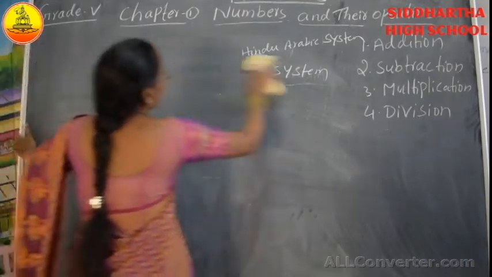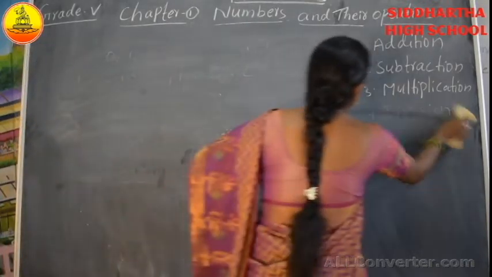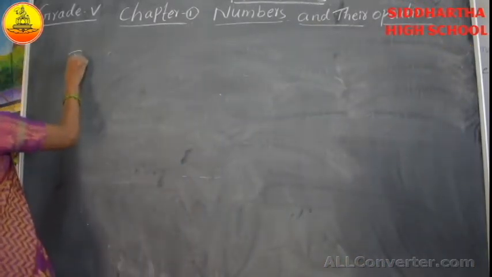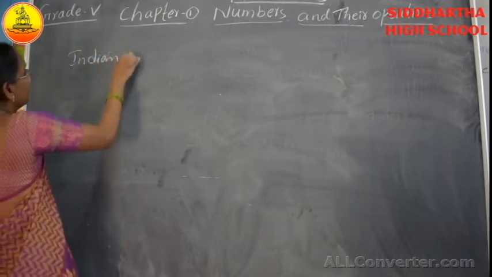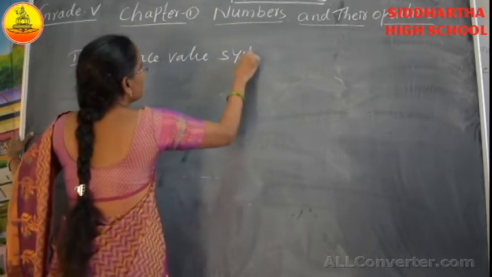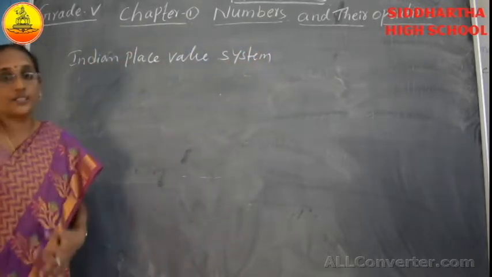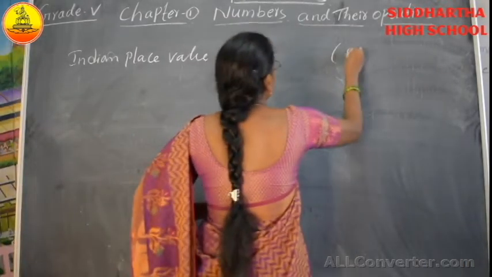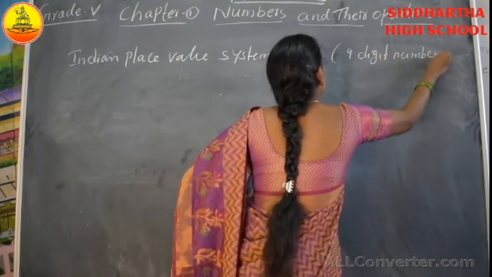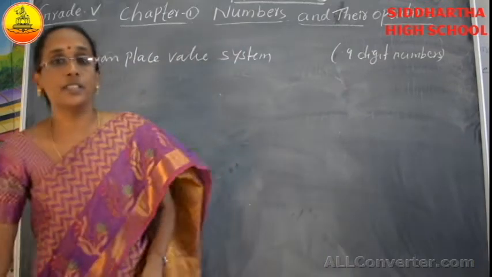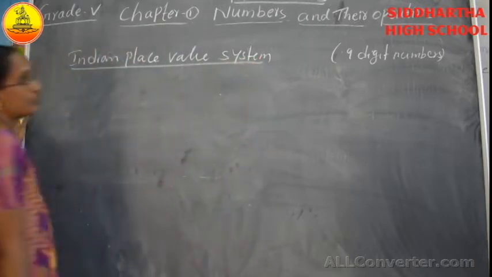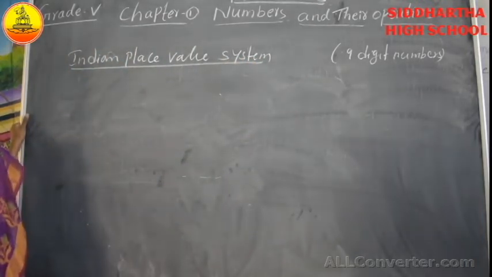Indian place value system. Today we discuss with 9-digit numbers: how to read and how to write 9-digit numbers in the Indian place value system. Okay, children. In the Indian place value system, a 9-digit number is divided into 4 periods.